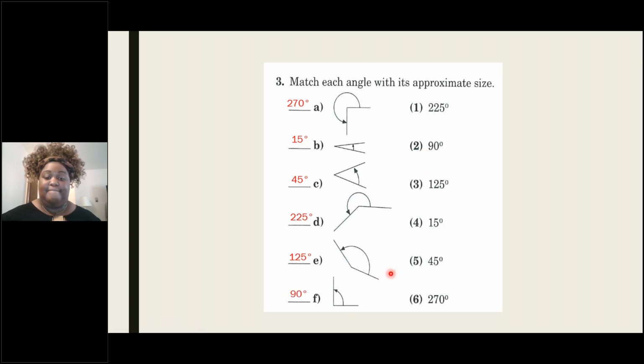Okay. So this just shows us that by knowing the types of angles and how they will look, what their degrees could be, that can help us determine what type of angle it is and some approximations of what their size could be. So let's move on.